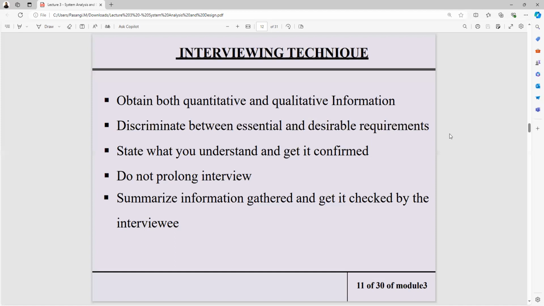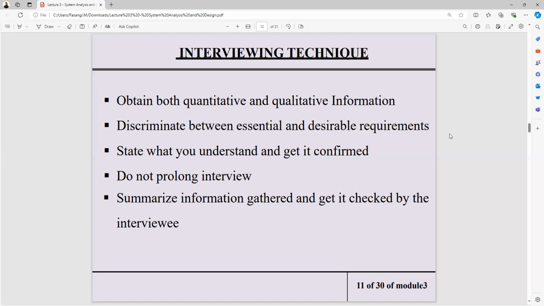We need to discriminate between the essential and the desirable requirements, what we call අනිවාර්ය හා ආවශ්‍ය. Those that are nice to have, and those that must definitely be there. Essential means අනිවාර්යයෙන්ම තිබිය යුතුයි, but desirable means ඒක තිබ්බොත් හොඳයි. Okay, තිබ්බොත් වඩා හොඳයි. So we need to discriminate between essential and desirable requirements, and then we need to state what we understand and get it confirmed.